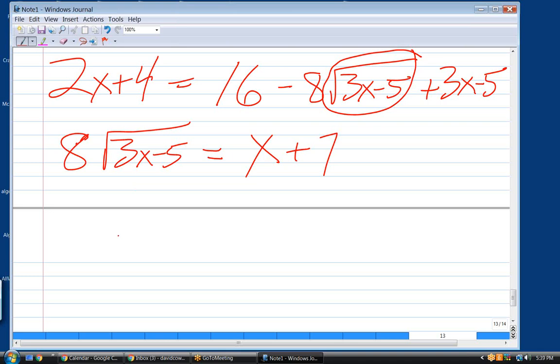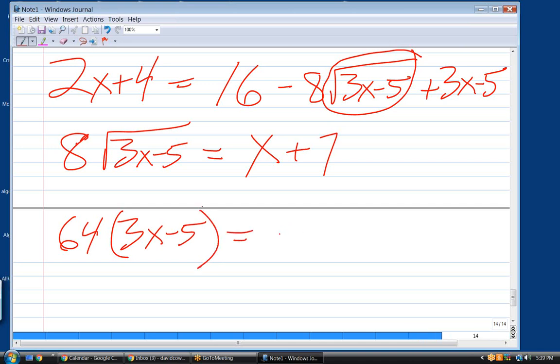What do I get when I square the left side? 64 times 3x minus 5. Right, like that. What do I get when I square the right side? X squared plus 49. No. This is an a plus b quantity squared. Don't leave out the middle term. Yes, the middle term is extremely important. In other words, you'll never get it right if you leave out that middle term. It's never the same as the other.